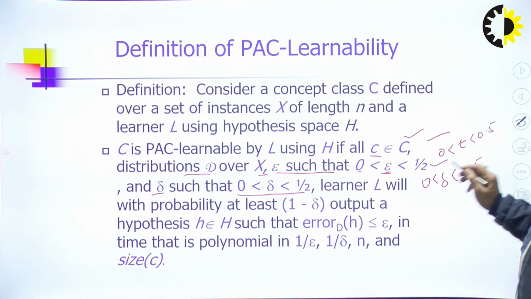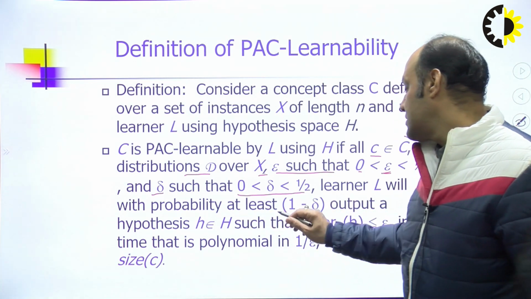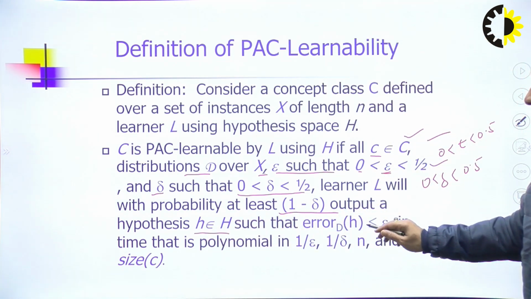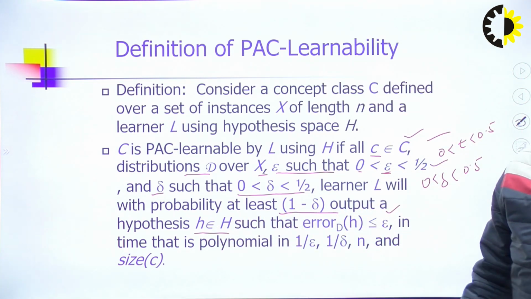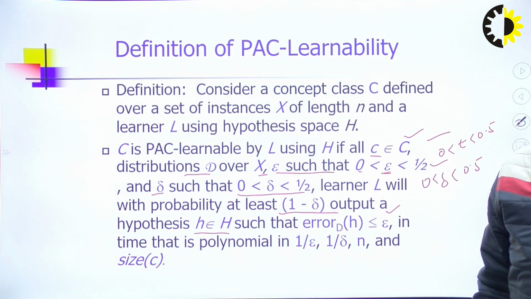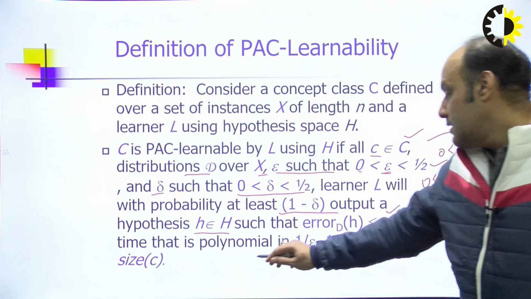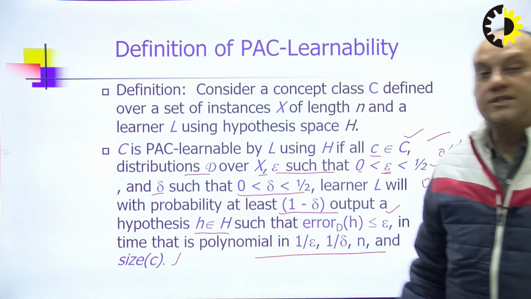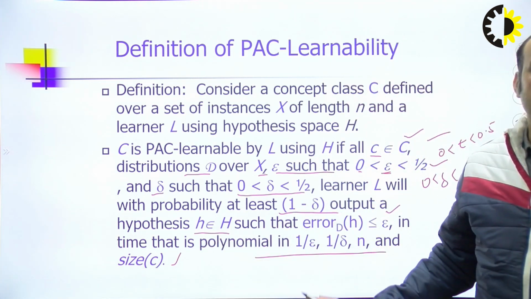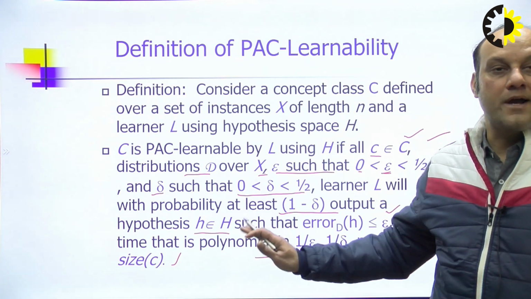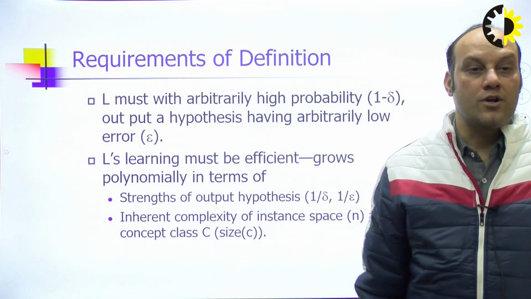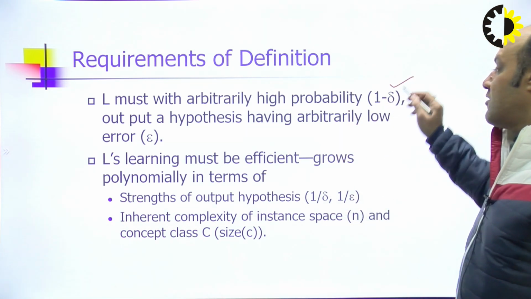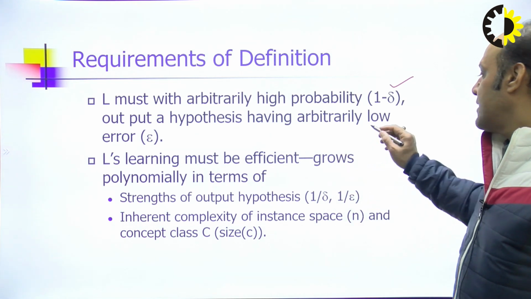Then learner L will, with probability at least 1 minus delta, output a hypothesis H belonging to H such that the true error is less than or equal to epsilon, in time that is polynomial in 1 upon epsilon, 1 upon delta, n and size of C. So this is how we define PAC learnability. What are the requirements? Just keep in mind: with arbitrarily high probability of 1 minus delta, output a hypothesis having arbitrarily low error.